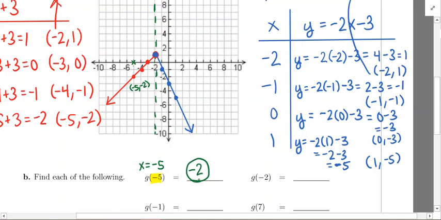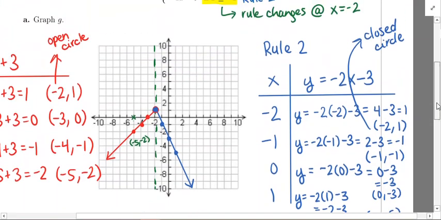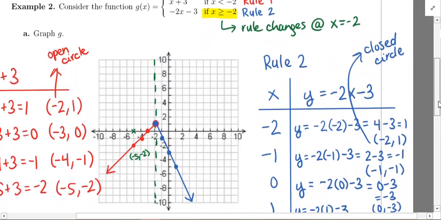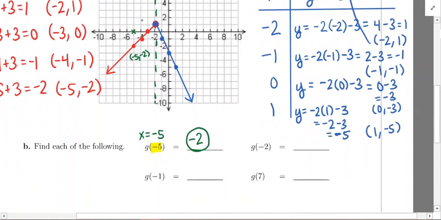One input gives you one output. Again, you could have done this from the formula. If x is -5, that fits the bill of rule number 1 because -5 is less than -2. So for this one, you could use rule 1, which is x plus 3. You would just do -5 plus 3 to get the -2.